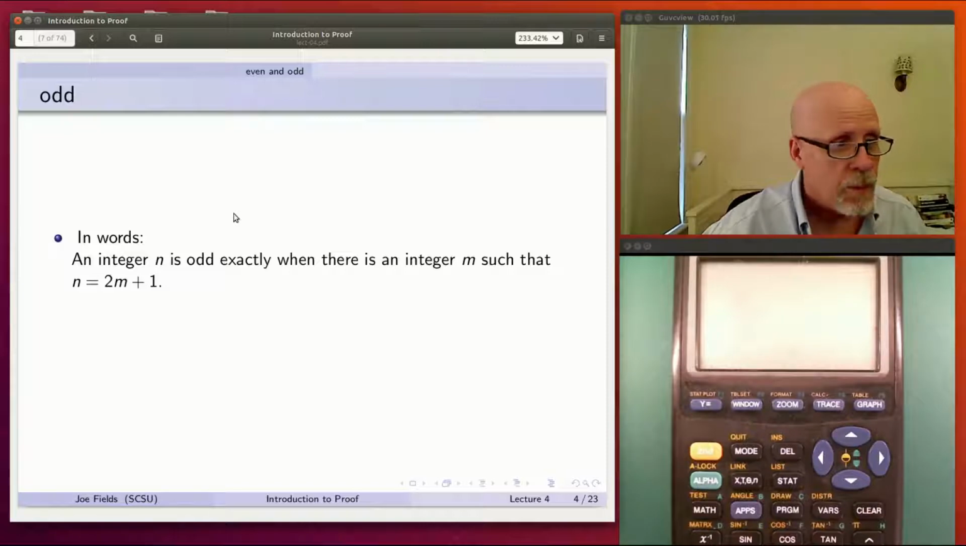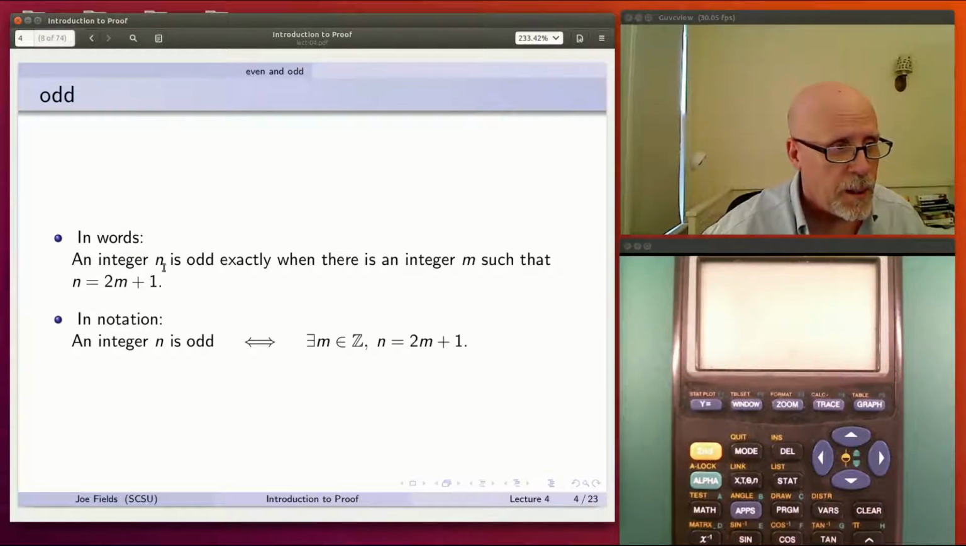Odd looks rather the same. In words, you'd say an integer n is odd exactly when there's an integer m such that n equals 2m plus 1. I know we had 2m minus 1 and some other options in the activity, but 2m plus 1 will do great, and here it is in more or less pure symbolic form.